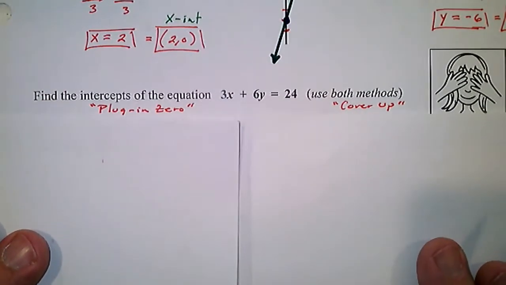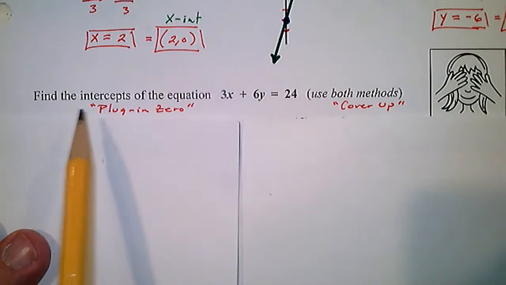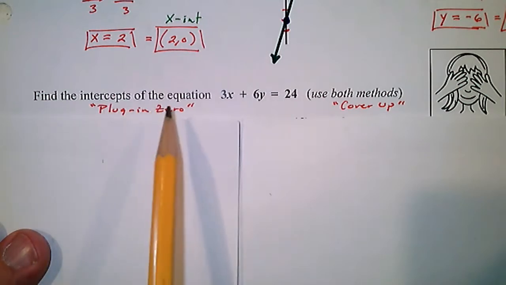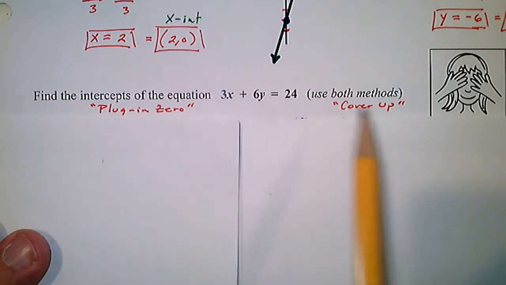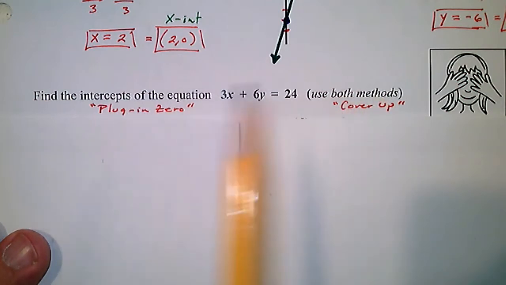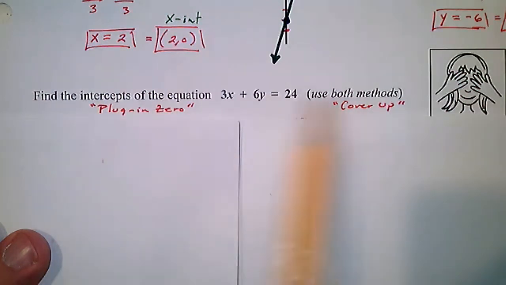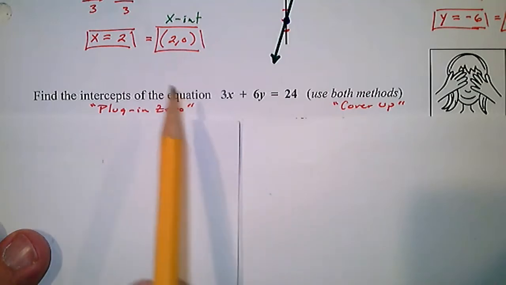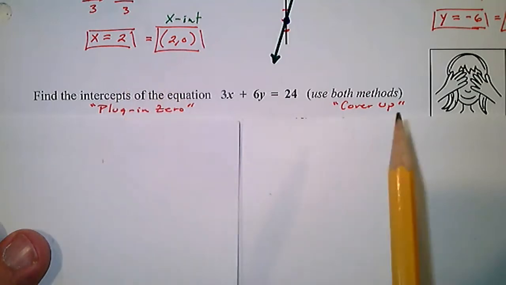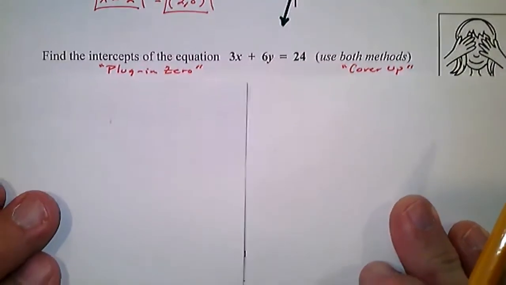Okay, so we're gonna do the same equation, but we're gonna find the x-intercept. I think on yours I put x-intercept. We're gonna use the plug-in 0 method for the x-intercept, and then we're gonna use the cover-up method for the y-intercept. I'm just trying to give you examples of how both work. Right now we're gonna do them both, but after this lesson, it doesn't matter to me whether you use the plug-in zeros method or the cover-up method. Both work, so you get to decide. But right now we're going to practice them both.